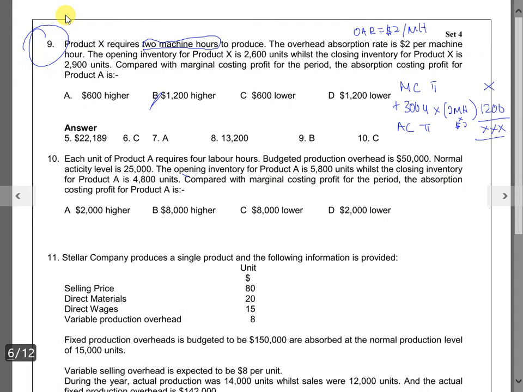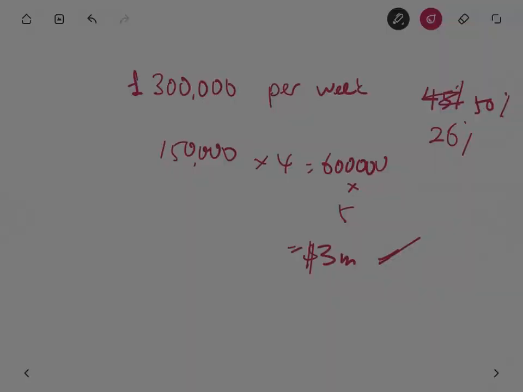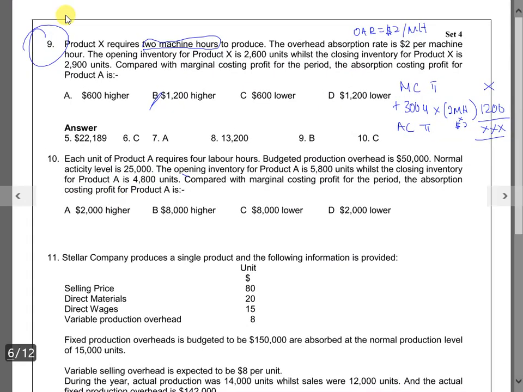Can you look at set 4, question 9? Question 9 we discussed before, we go through again together. Your question 9 is also wrong. I forgot to tell you, set 4, question 9 is wrong. Sorry, 10.